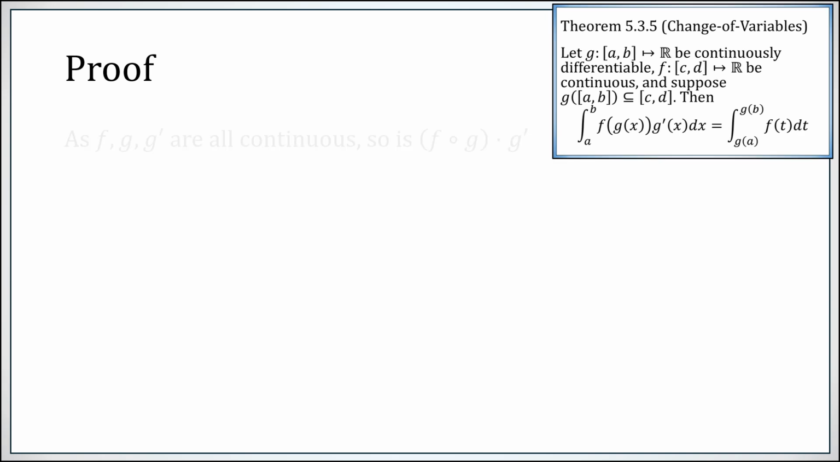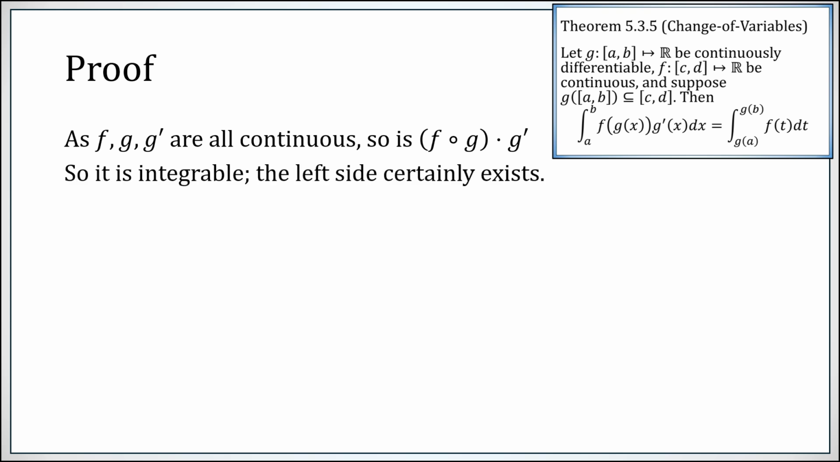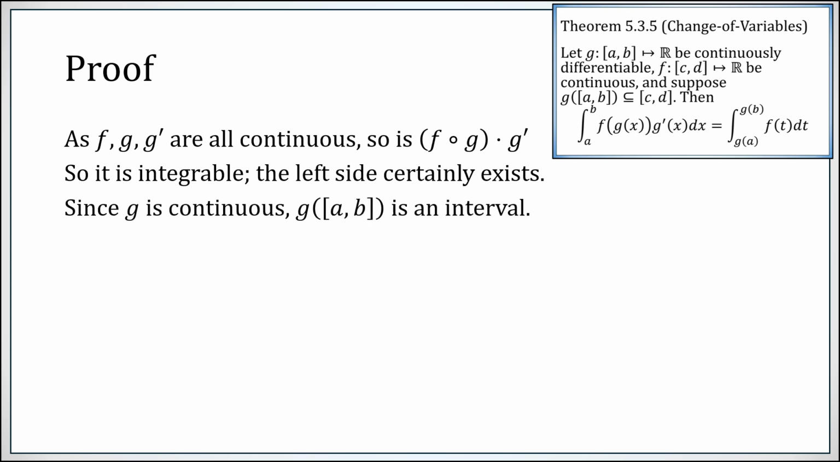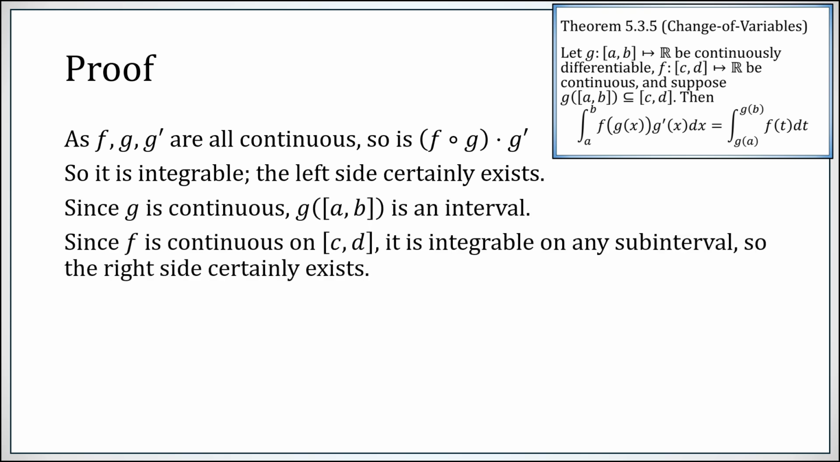So let's get proving. f, g, g prime are all continuous by assumption, therefore so is f of g times g prime. Therefore that's an integrable function, so the left side of our desired expression exists. g is continuous, therefore g of the interval from a to b is another interval. f is continuous on the interval from c to d, so it's therefore integrable on any subinterval, including g of ab, so the right side certainly exists.